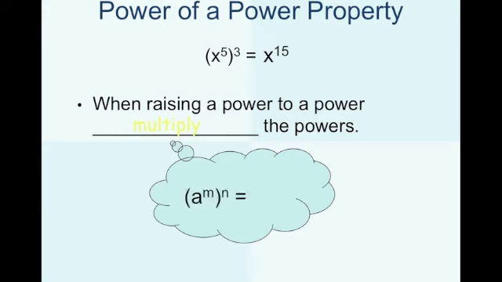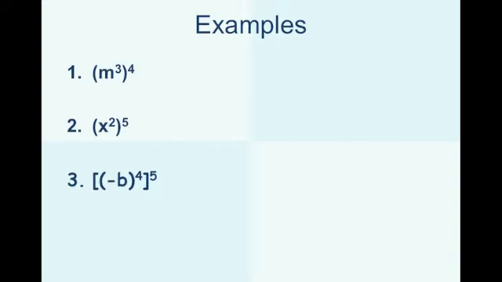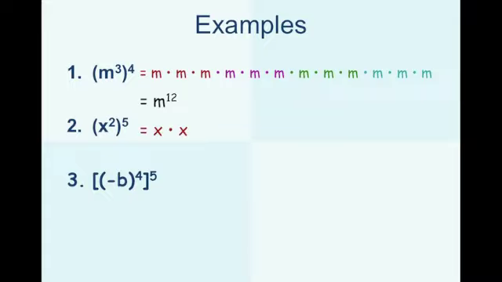As a rule, it's written like this: a to the m raised to the n equals a to the m times n power. Some examples: m to the third to the fourth power is written out 4 m to the thirds, or m to the 12th. X squared to the fifth is 5 x squareds, or x to the 10th.